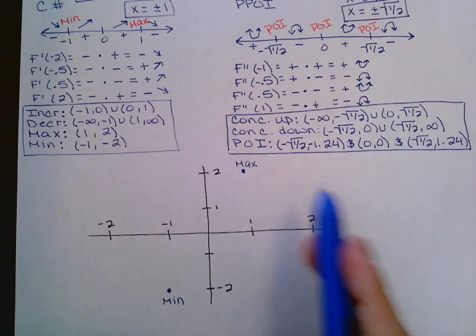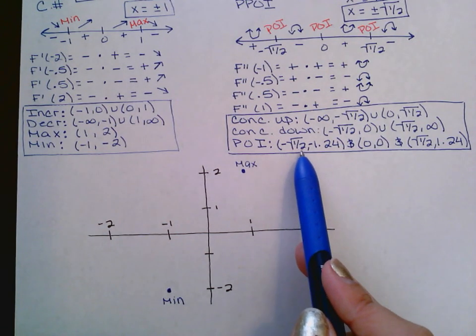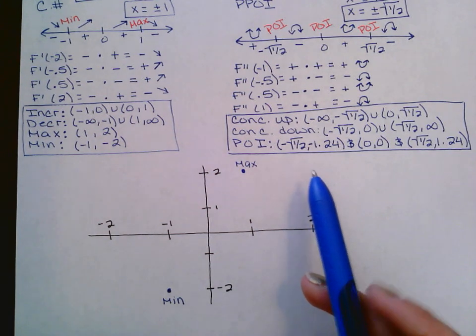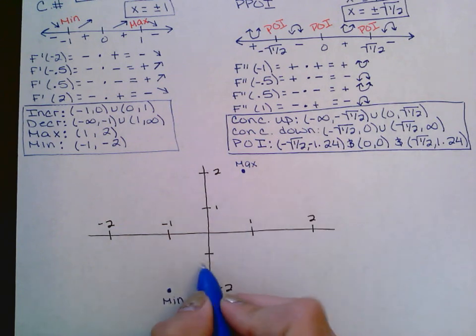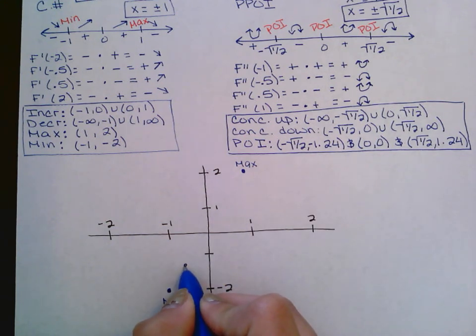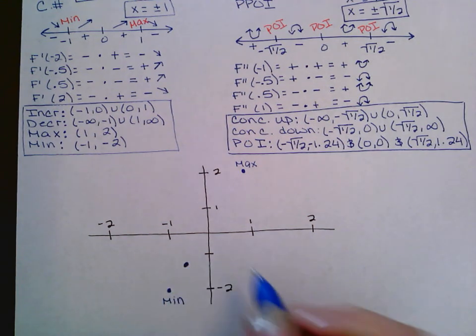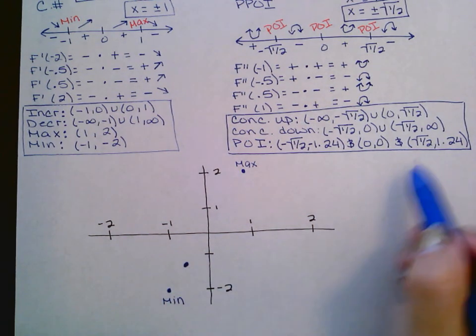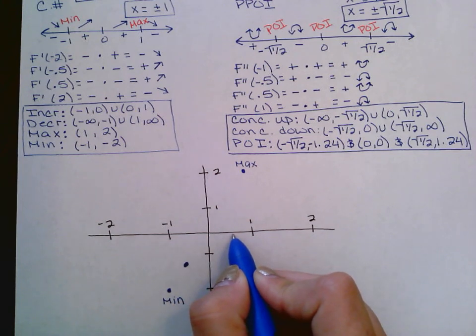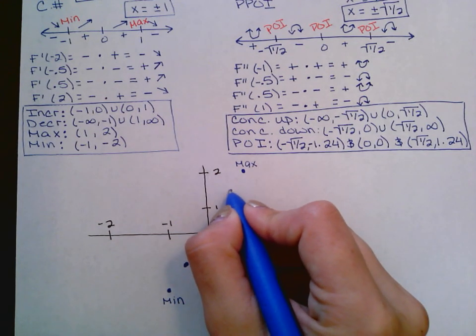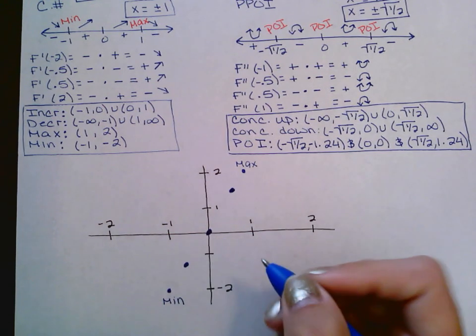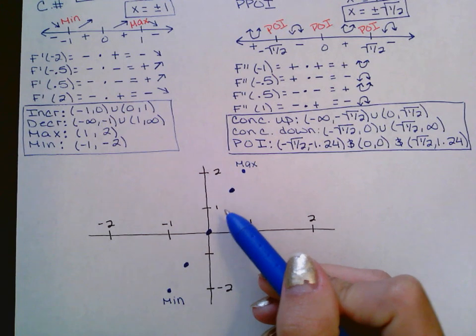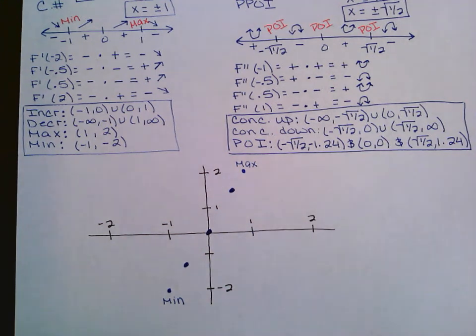Okay. And I have a point of inflection at -√1/2. If you put that in your calculator, it's about -0.7. And then at -1.24. So let's say this is -1. Let's say that dot lands somewhere around here. Okay. And then the other one is the same thing but positive. So positive 0.7 and positive 1.24. Let's say that's somewhere around here. And my third point of inflection was an easy one, 0, 0. So these three dots without labels are my points of inflection, and then I have my max and my min. Okay?